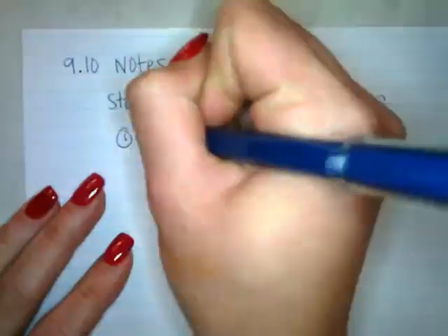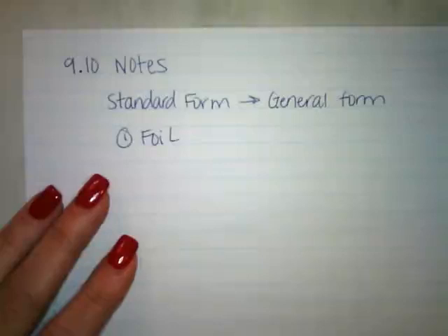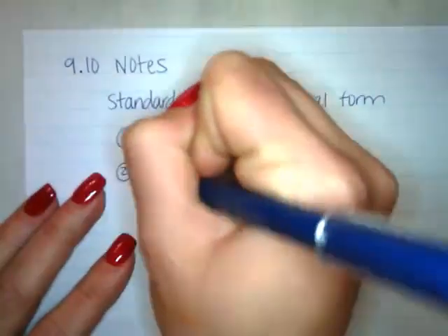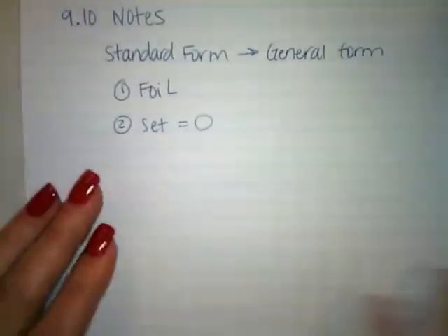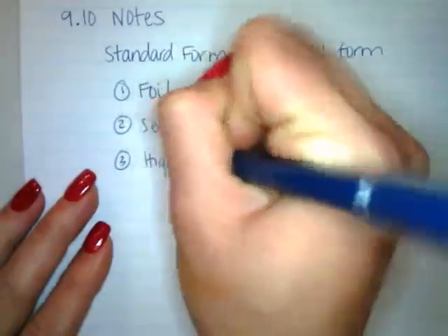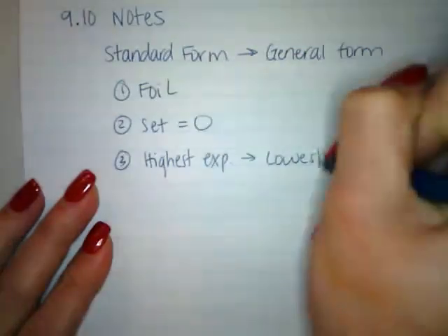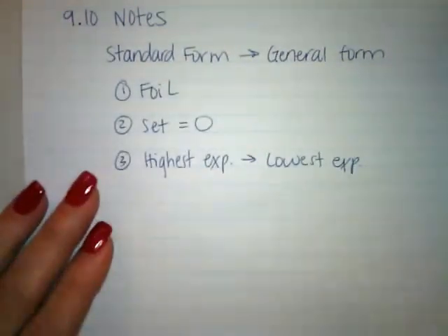The first step is you're going to FOIL, and there might be two different things you have to FOIL or just one. We'll look at an example of each. The next thing, step 2, make sure it's set equal to 0. And last step is make sure that the exponents are written from highest to lowest. So let me give you an example going over these 3 steps.